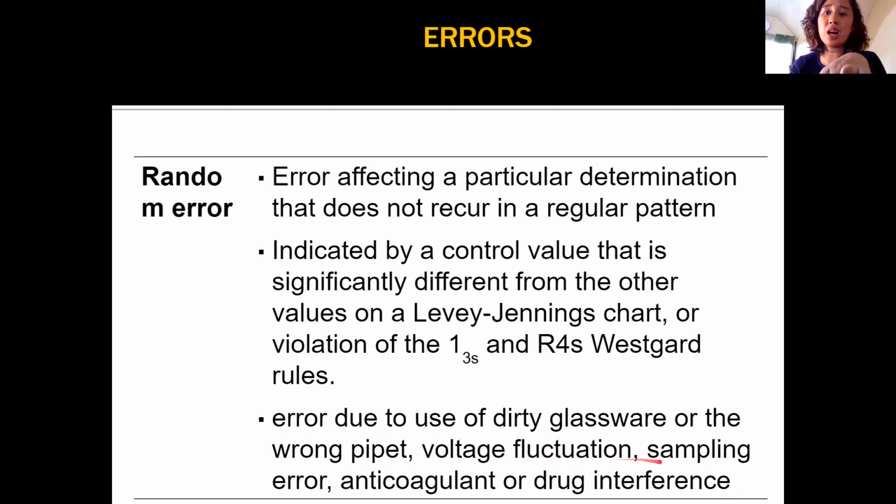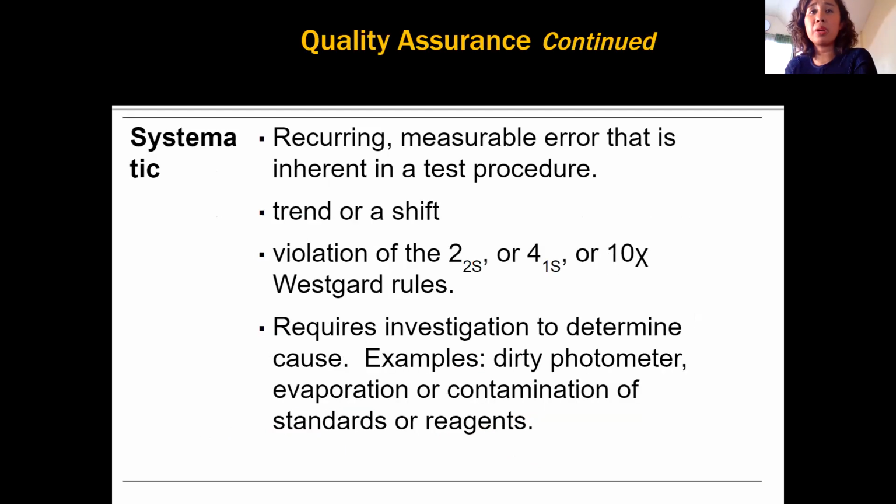If there is drag, so pwede naman to sa tao na. So maraming causes rin ng random error. It's very unpredictable. Okay? So when it's systematic, it says that it's recurring. Yan. Either there is a trend or a shift. So may pattern na nangyayari.